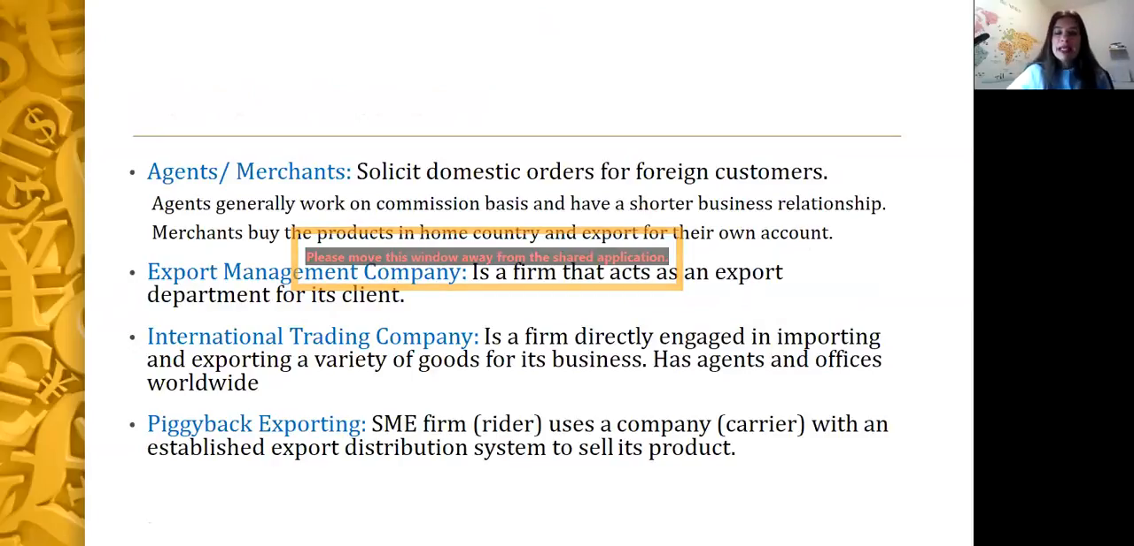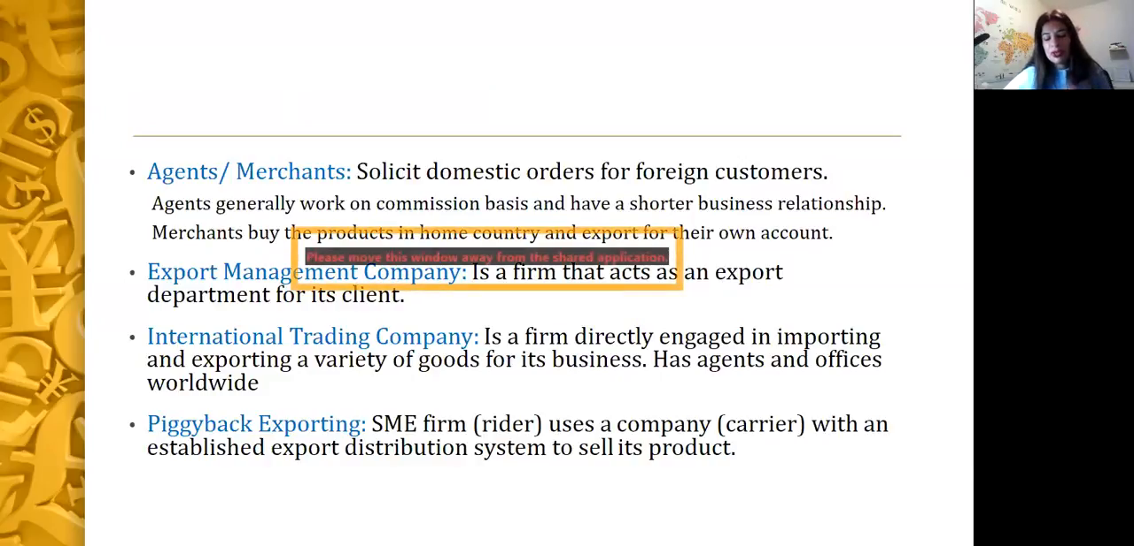If the firm decides to use an indirect method of exporting, they have a couple of options. Let's have a look at them. They can decide that agents and merchants is the way they would like to move abroad. They might hire the services of an export management company or an international trading company, or use piggyback exporting. Agents and merchants are firms in the domestic market that accept orders for foreign customers. The difference between an export agent and an export merchant is the ownership of the goods.